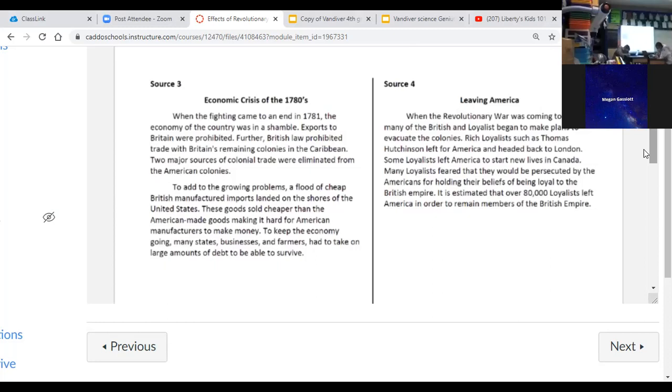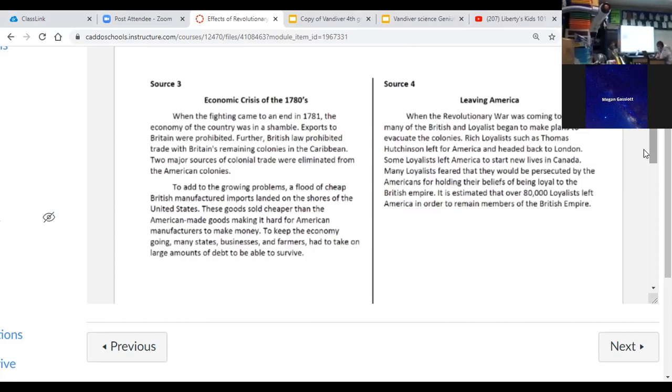All right. Source 4, Leaving America. When the Revolutionary War was coming to its end, many of the British and Loyalists began to make plans to evacuate the colonies. Rich Loyalists such as Thomas Hutchinson left America and headed back to London.